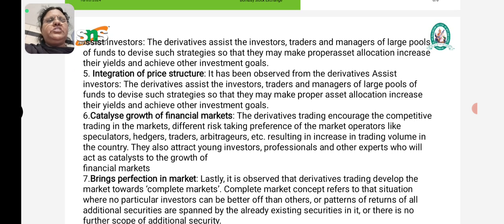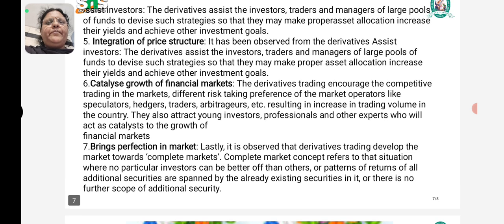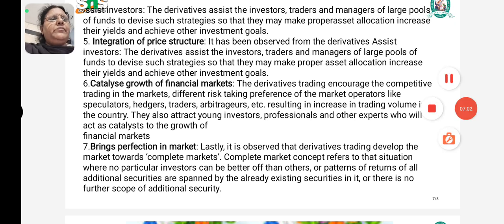Catalyst for growth of financial instrument: the derivative trading encourages competitive trading in the market, different risk taking preference of the market operators like speculators, hedgers, traders, arbitrageurs, resulting in increase in trading volume in the country. Bringing completeness in market: lastly, it is observed that derivatives trading develops the market towards complete market. Complete market concept refers to the situation where no particular investor can be better off than other, or pattern of return of all additional securities are spanned by the already existing securities in it. So these are all the benefits or the features of a derivative.